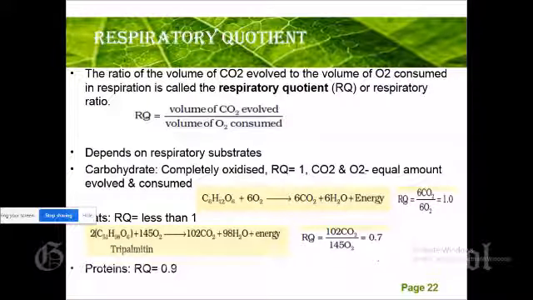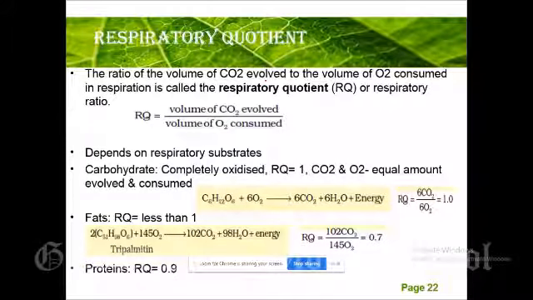The last topic of this chapter is the respiratory quotient. Respiratory quotient is the ratio of the volume of carbon dioxide evolved to the volume of oxygen consumed in respiration. That is also known as the respiratory ratio. So here is the formula: volume of carbon dioxide evolved divided by volume of oxygen consumed. Whatever volume of carbon dioxide is released as compared to the volume of oxygen consumed, right? That is known as the respiratory quotient.